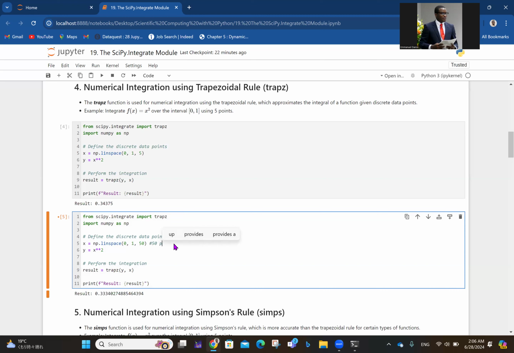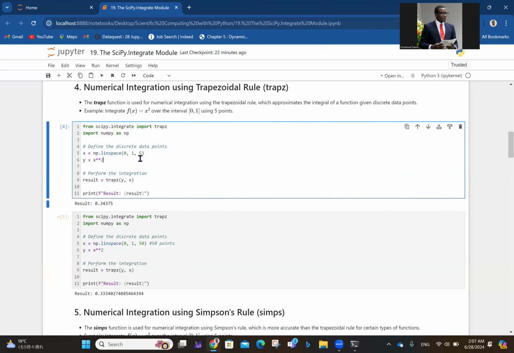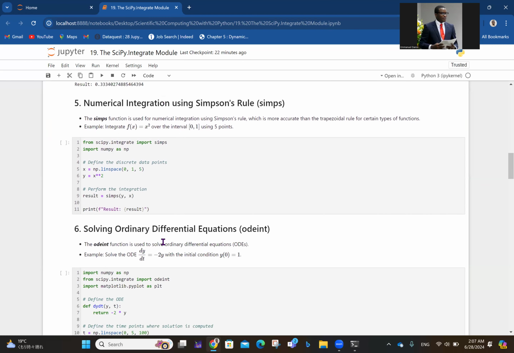50 points. So what that means is that you're dividing this interval 0 to 1 into 50 equal parts. So it's like 1 minus 0, divided by 50. So you're moving 1 over 50 steps like that. But in the first case, you are doing 1/5. That's 0.2 in each case, whereas this is 0.02. So because of the fineness of the points, the result tends to be better. So the more points you choose, the better for you.